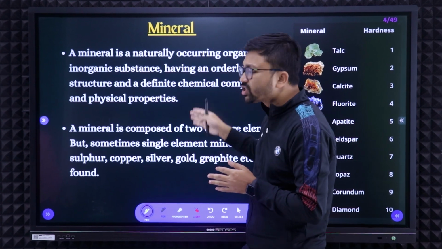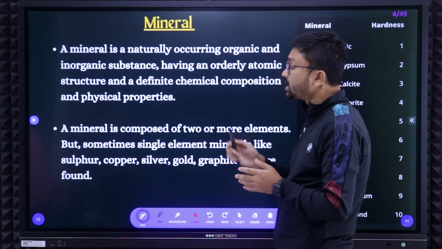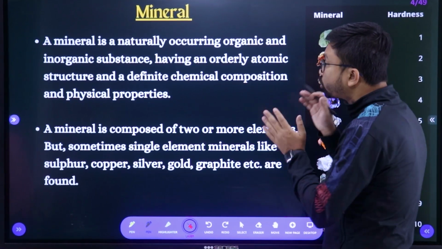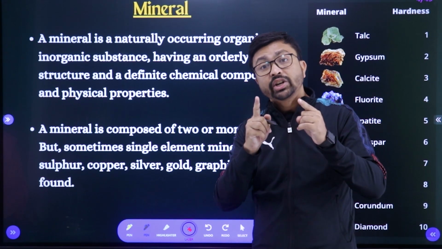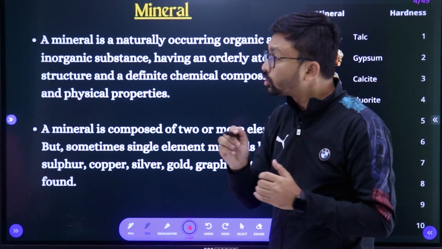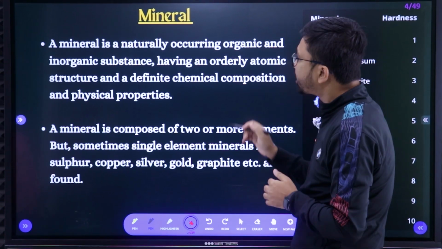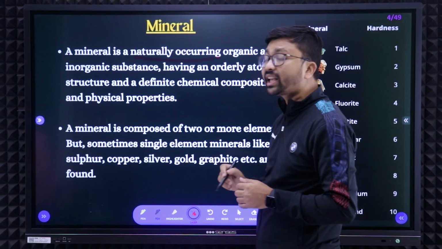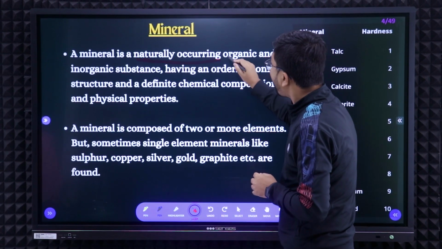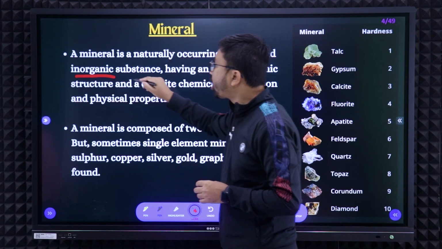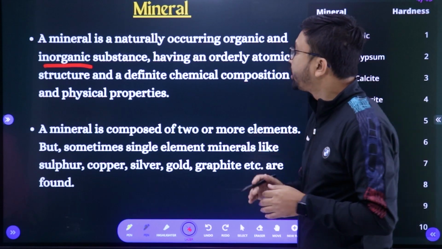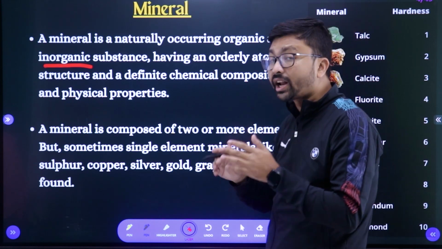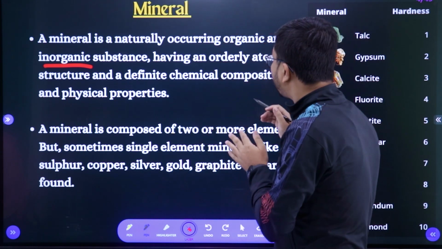First we need to concentrate on the definition of mineral. Remember, these are the keywords, and the examiner will expect these keywords in your exam, so you need to use them. A mineral is a naturally occurring substance. It may be organic or inorganic, remember, both are possible. Next, it has an orderly atomic structure, which means a definite chemical composition, right?